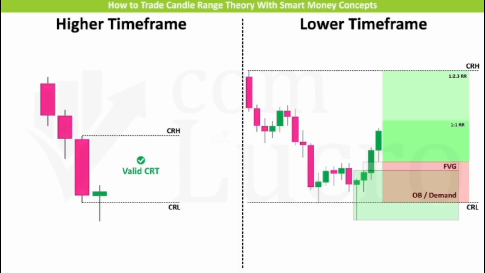Once price enters the premium area, apply the CRT model only to bullish candles within the correction. For each bullish candle, mark its high, mark its low. Observe the following candle. If the next candle breaks above the bullish candle's high and closes outside the range, the setup is invalid. Continue evaluating the next bullish candle. However, if price sweeps above the candle's high and then closes back inside the range, a valid bearish CRT setup has formed.